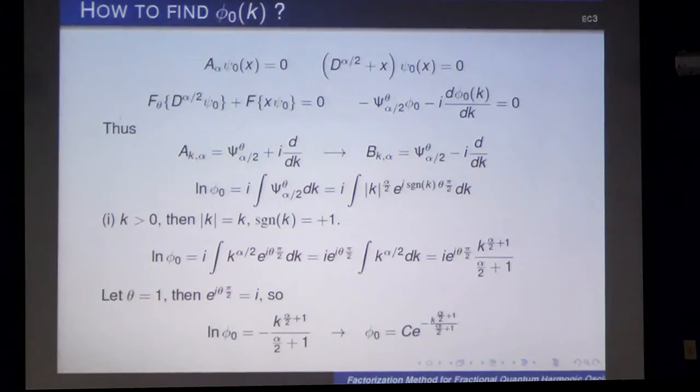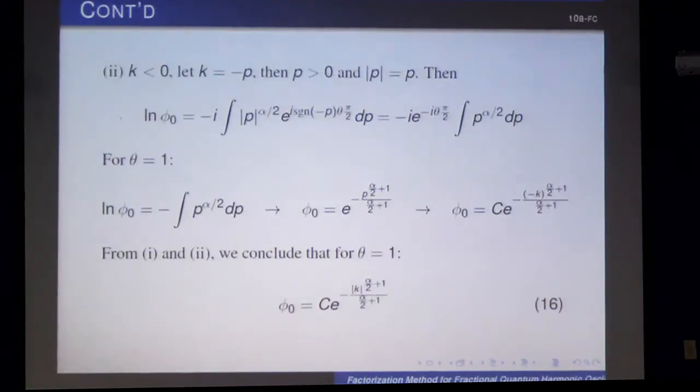This is in the positive semi-axis. In the negative semi-axis, just to not have problems, you define k equal minus p, and then you work with p actually. You have this kind of relationships, and again for theta equal one, you can perform the calculation. You obtain this. So the final result in the full axis, the full K line, is practically this sub-Gaussian.